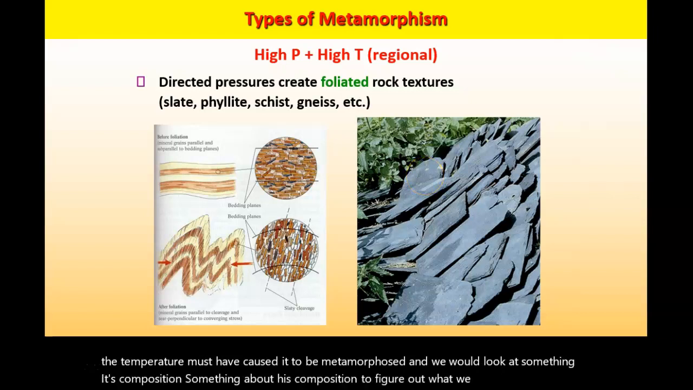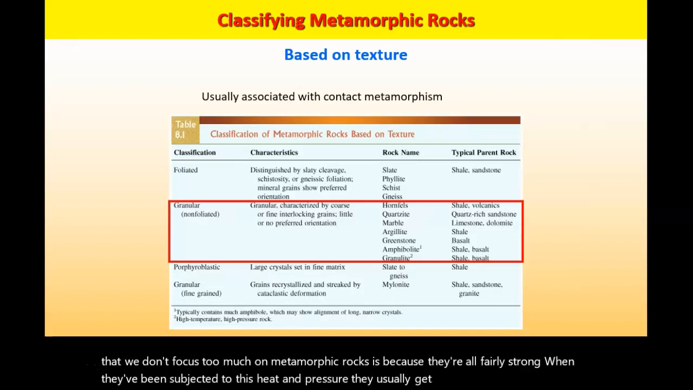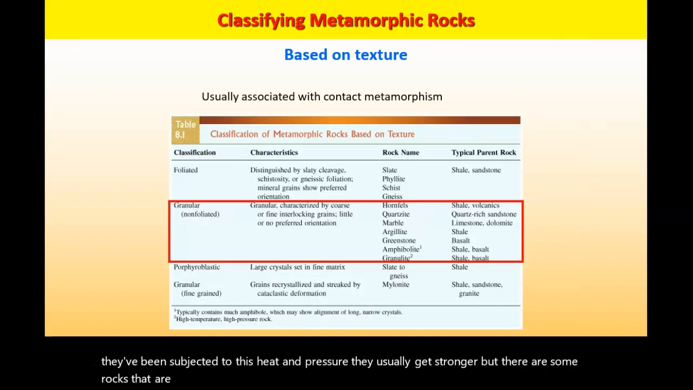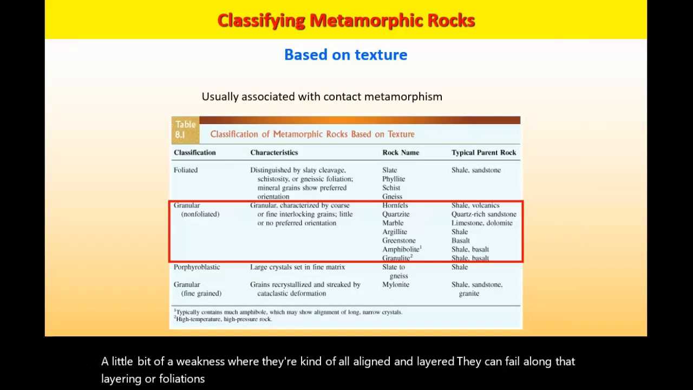So the reason that we don't focus too much on metamorphic rocks is because they're all fairly strong. When they've been subjected to this heat and pressure, they usually get stronger, but there are some rocks that are foliated because there's some lining up of these minerals that makes that surface a little bit of a weakness where they're kind of all aligned and layered. They can fail along that layering or foliation. But other than that, we would argue that mostly the metamorphic rocks are pretty stable.